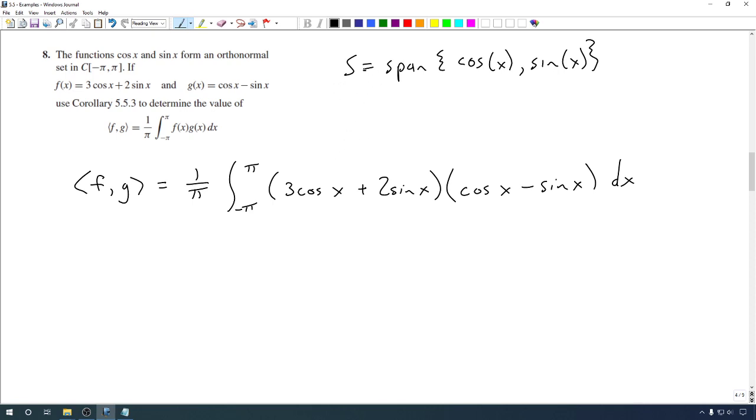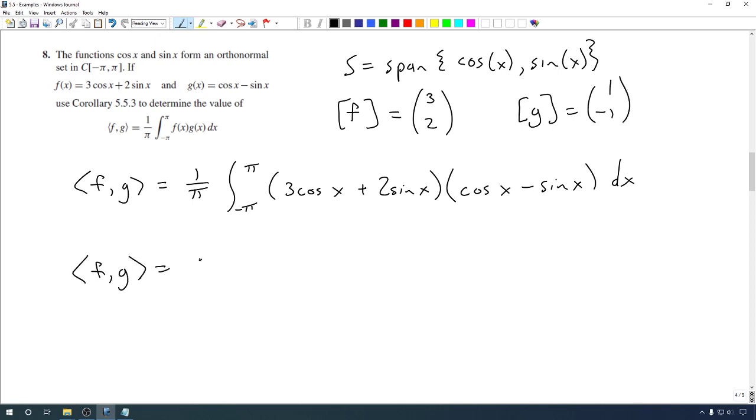In this subspace, using this as our basis, f in coordinates at least is just 3, 2. g in coordinates is just 1, negative 1. So we can find their inner product by looking at the scalar product of their coordinates. We have 3 times 1 plus 2 times negative 1, and we get 1. This integral, if we were to work it out, would just be 1. Or if we don't have the 1 over pi here, this integral, if we worked it out, would be pi.